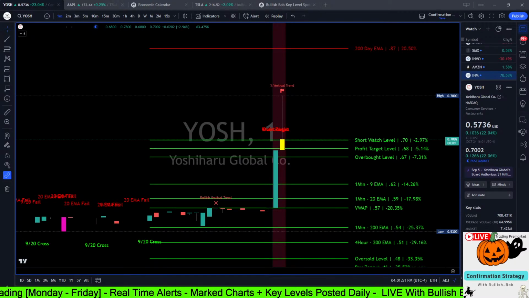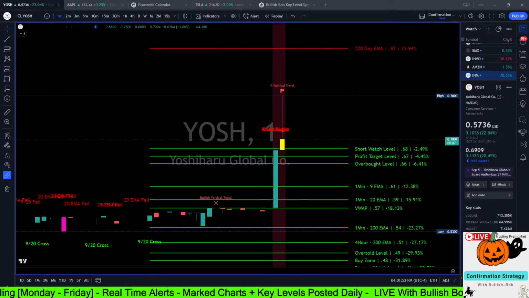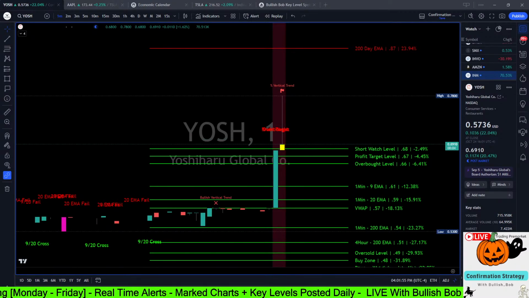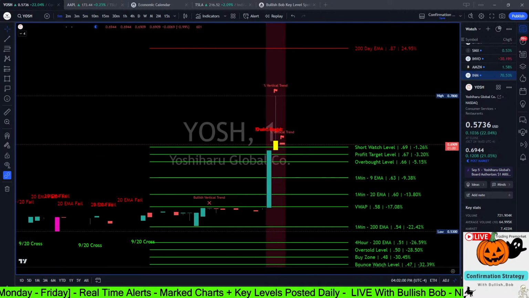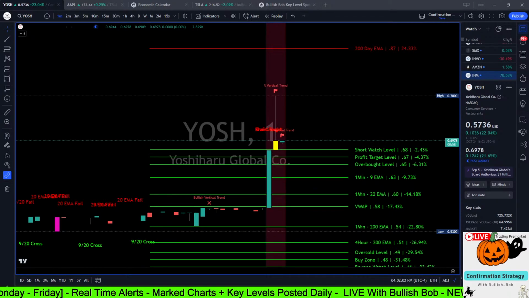You can see it's very extended. Doesn't mean it won't continue. It's a cheapo. Could just blow the doors off depending on if it has the type of news that it needs to, or if it has the volume. Right now, seeing low volume. So we want to see yellow and white candles.